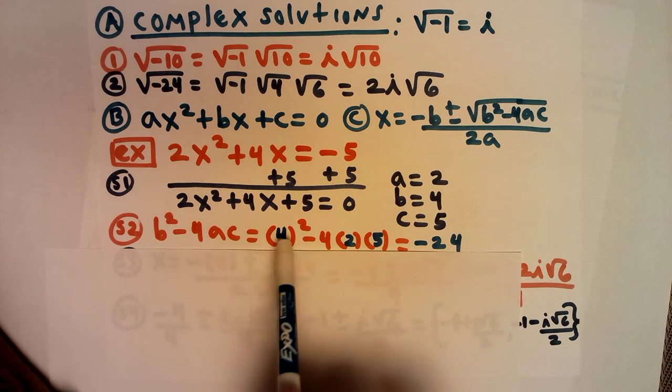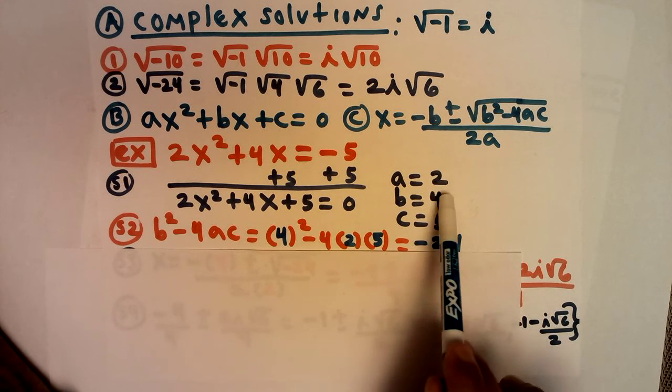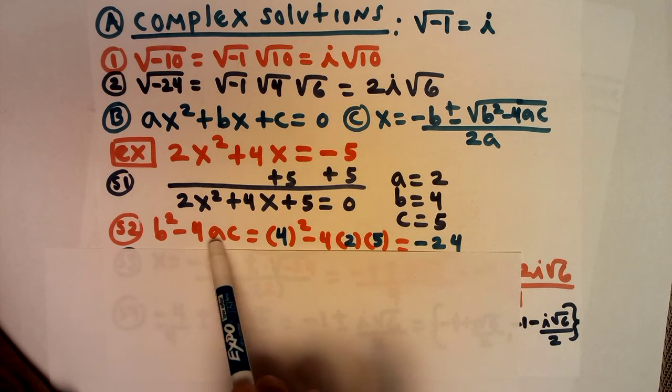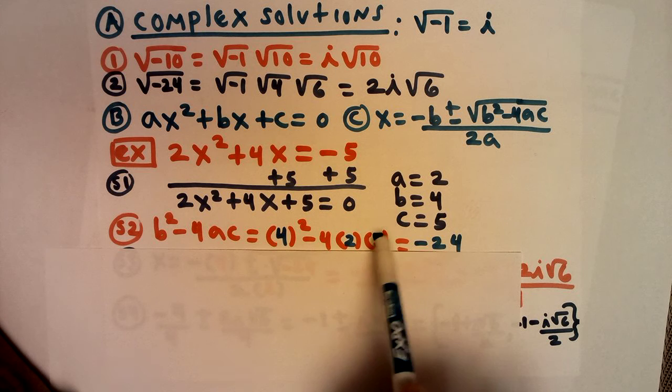So now, this is not a guessing game. Make sure that you say to yourself, what is B equal to from what you did before in step 1? B equals 4. How about A? 2. And how about C here? 5.